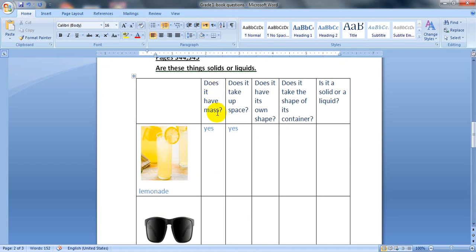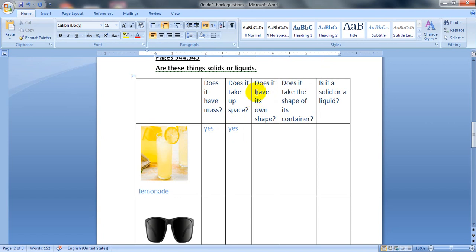Does it have mass? Does it take up place? Does it have its own shape? Does it take the shape of its container? Is it a solid or a liquid? Here for the lemonade, does it have mass? It's already answered yes. Does it take up space?